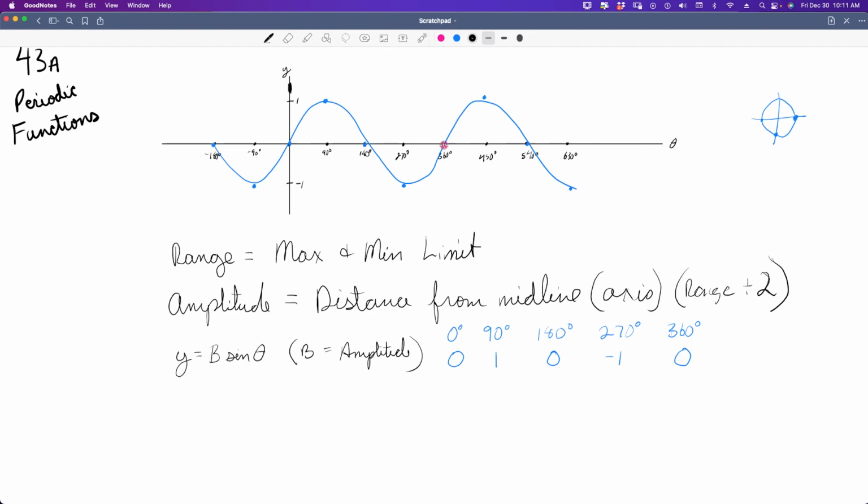A period is equal to 360 degrees. And it could be any 360 degrees. It doesn't have to start at 0. You go from 90 to 450. It's still 360 degrees.